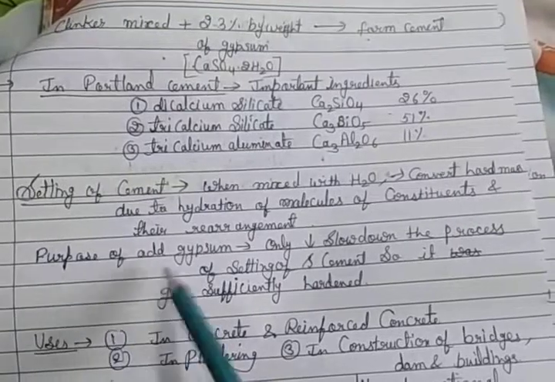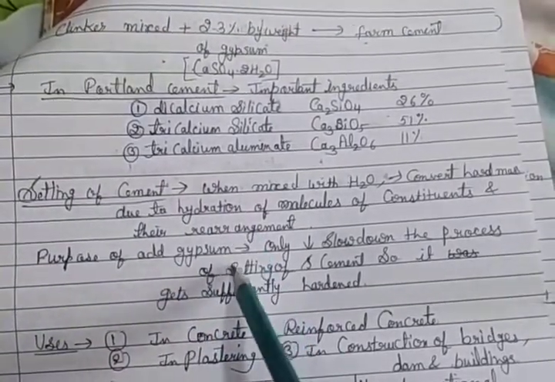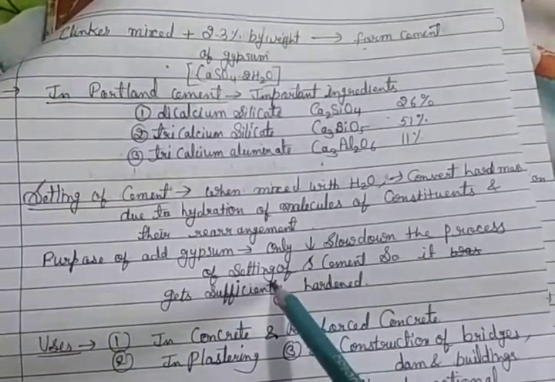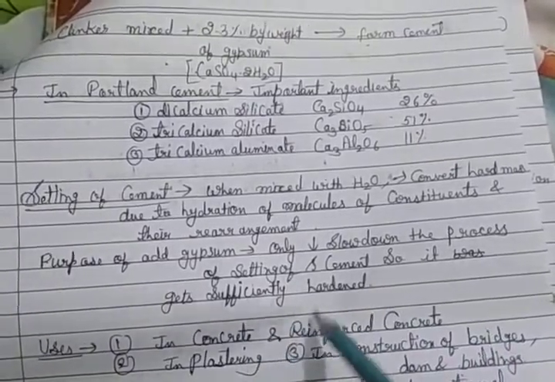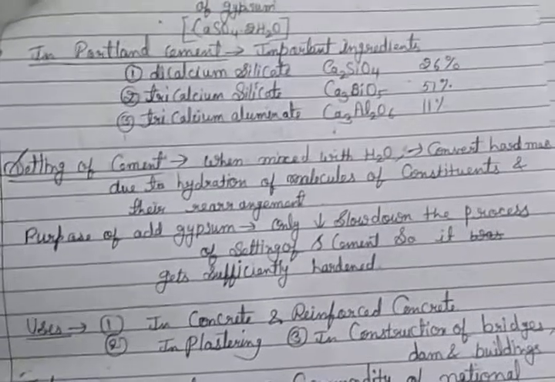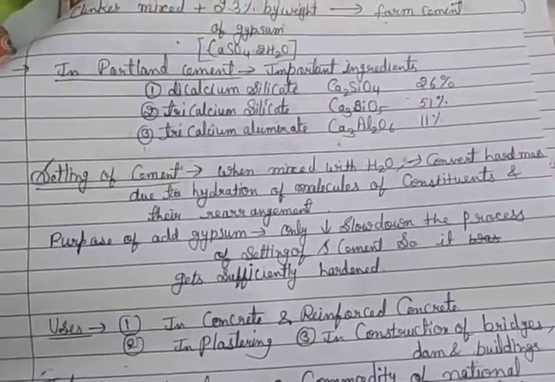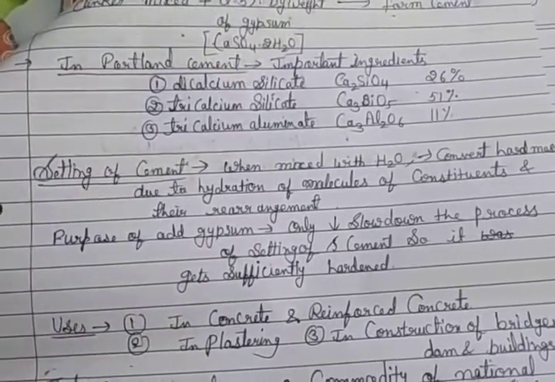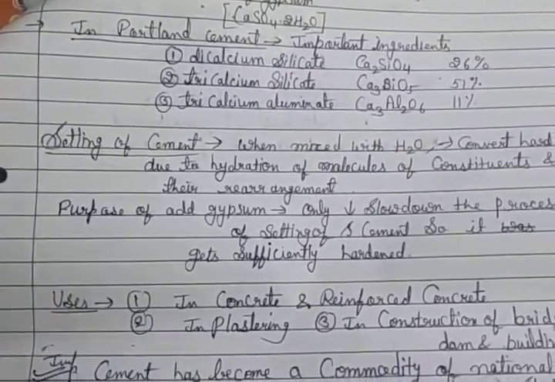So the purpose of adding gypsum: we have to add gypsum because it slows down the process of setting of cement, so it gets sufficiently hardened. So this is the setting of the cement.